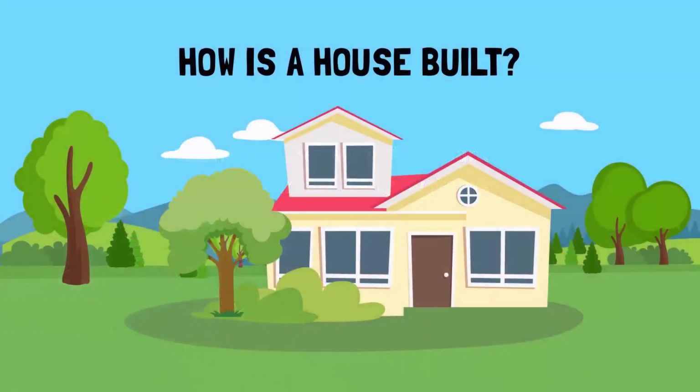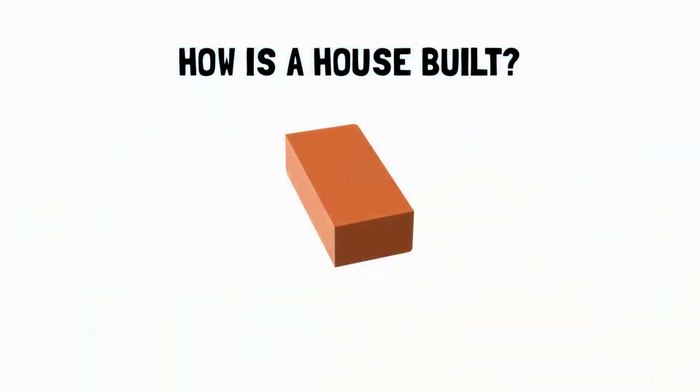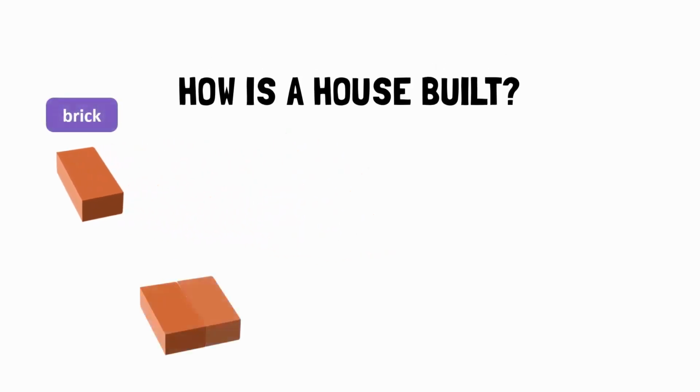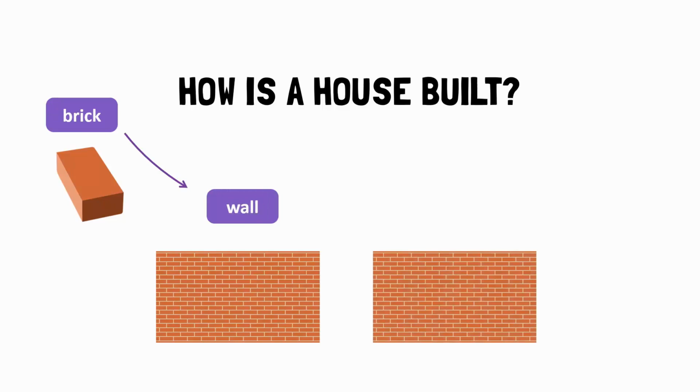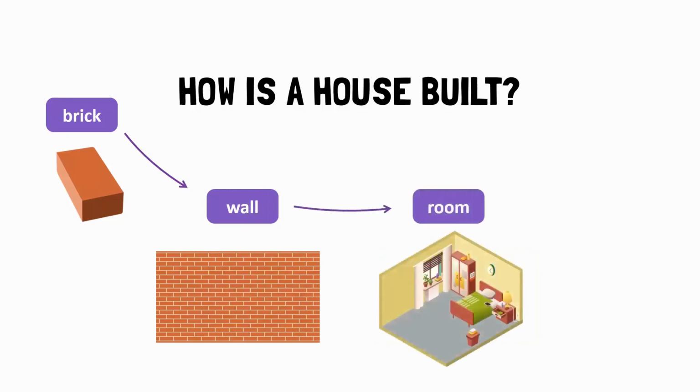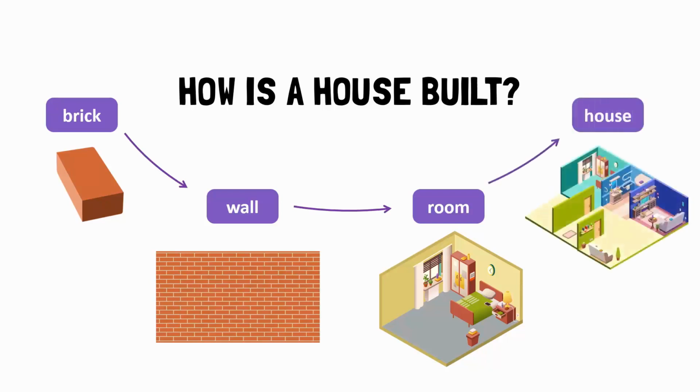Can you recall how a house is built? A brick is the building block of a house. Bricks are put together to make a wall. We put these walls together to form a compartment or a room, and rooms combine to make a house or a building.